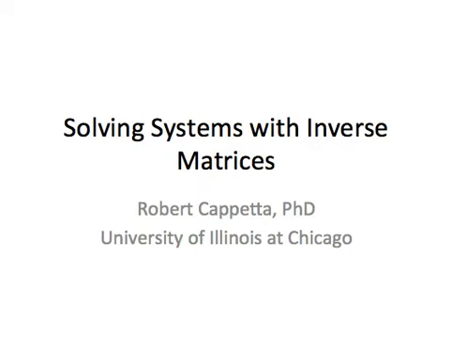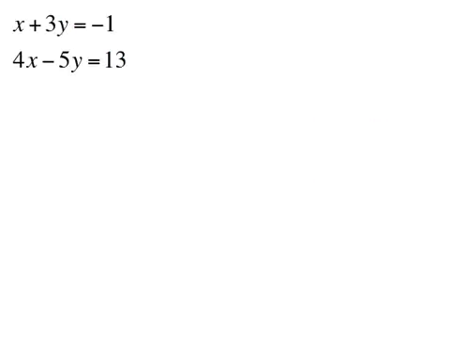This is Bob Capetta from the University of Illinois at Chicago, and this lesson is on solving systems with inverse matrices. Our first question is the system x plus 3y equals -1 and 4x minus 5y equals 13. We want to find a point (x, y) common to both lines.